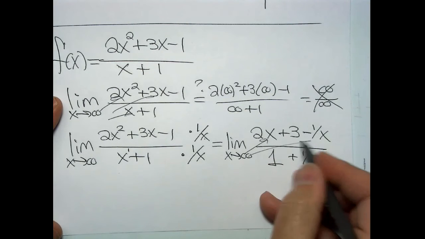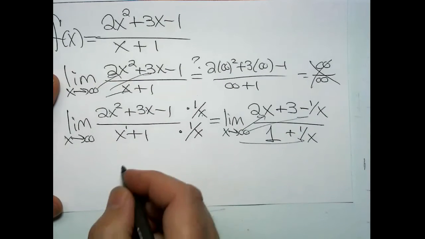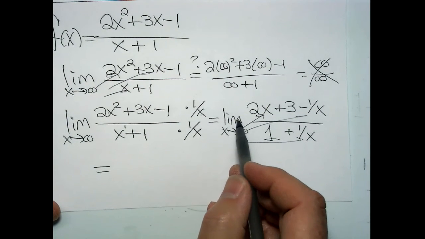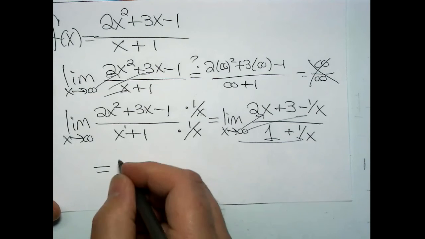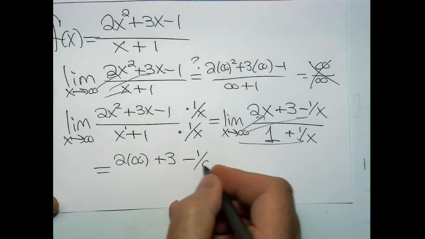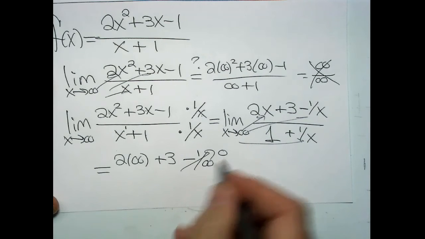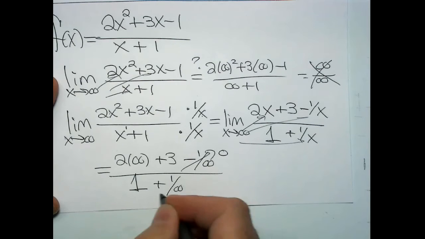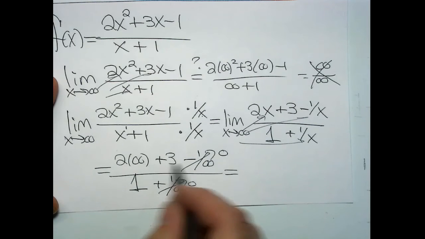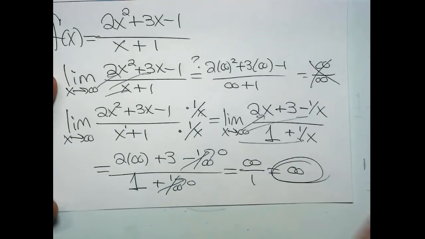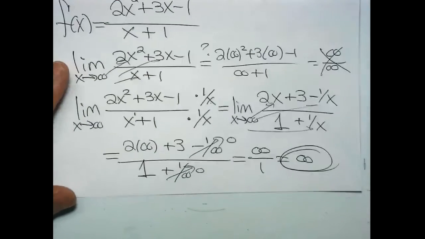Well, now I should be able to plug infinity in, and I hope I get a result out of this. So, 2 infinity, right? Plus 3 minus 1 over infinity. Well, I like 1 over infinity. That's 0. And this is a 1 plus 1 over another infinity, which is another 0. So, what are we getting? Infinity itself.